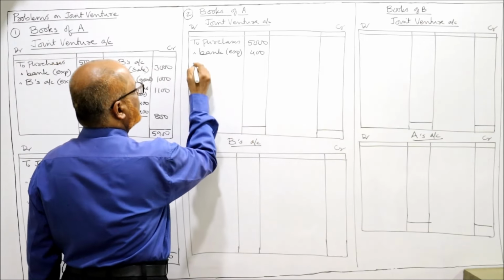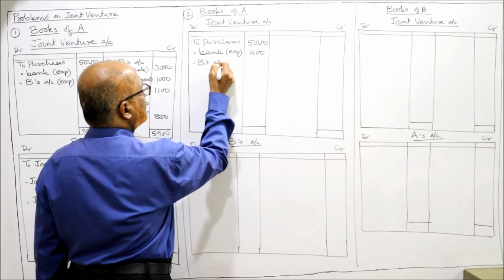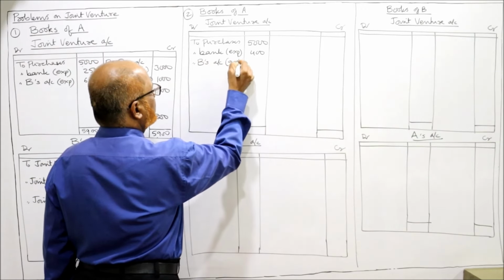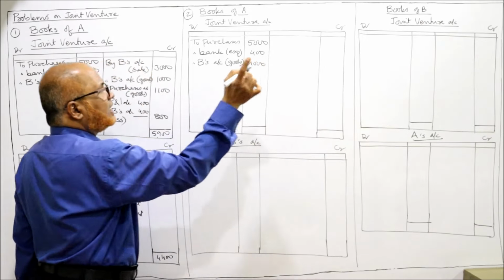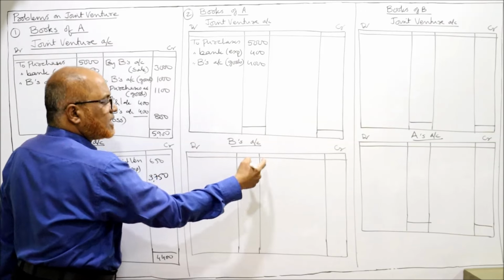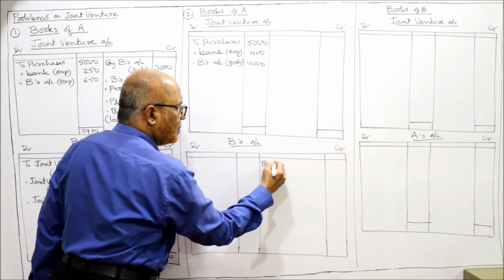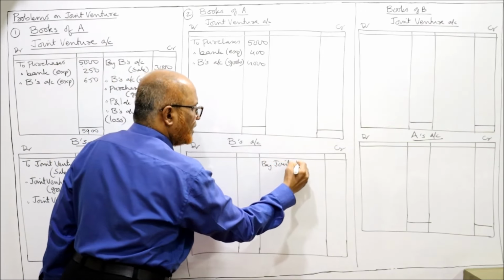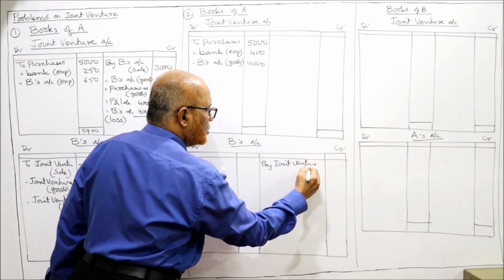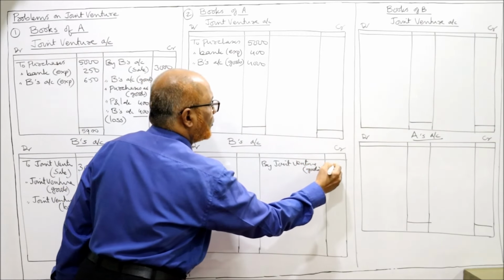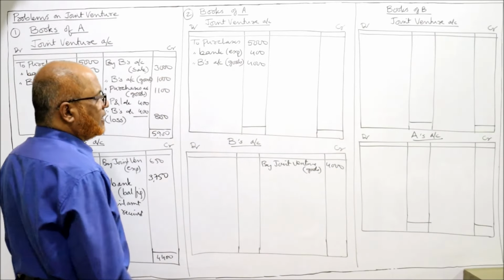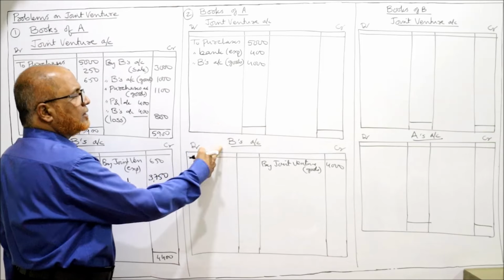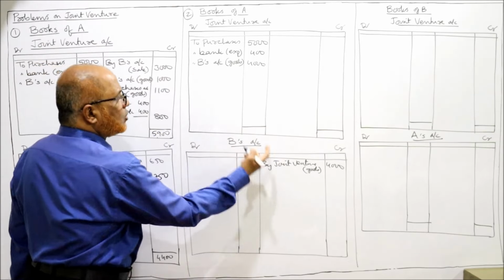The joint venture account debit to B's account. Goods supplied by B. How much goods are supplied by B? 4,000. Now entry will be joint venture account debit to B's account. So B's account is credited by joint venture goods 4,000. Next, his expenses amounted to 300. 300 rupees are paid by B. So entry will be joint venture account debit to B's account.